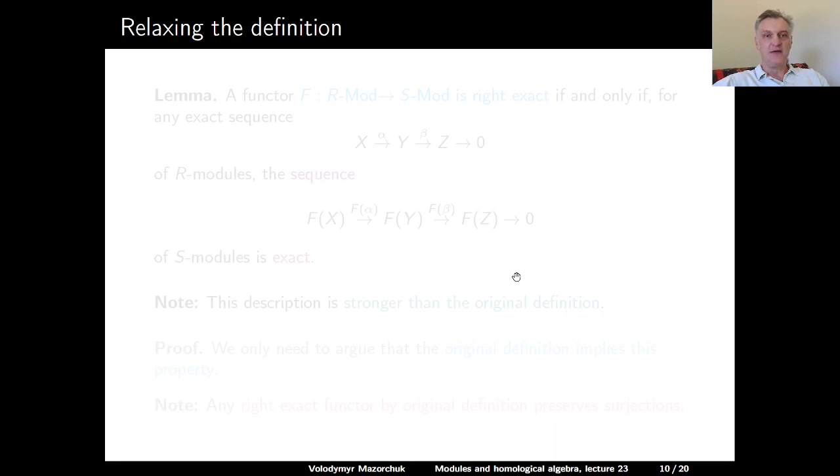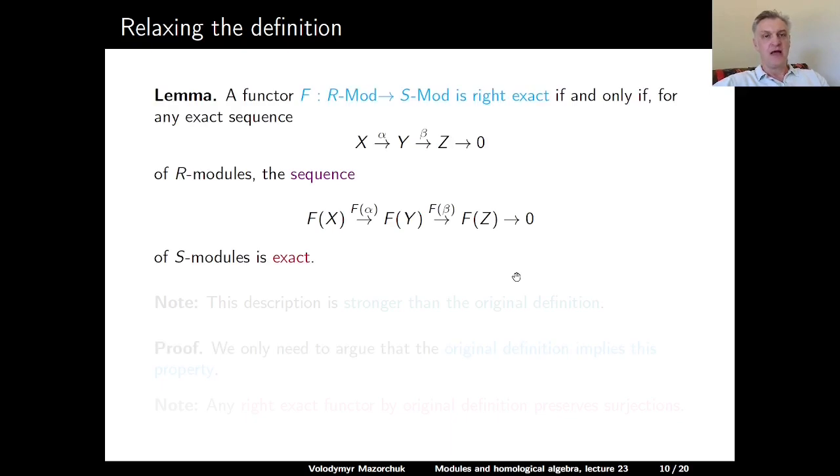make a slight relaxation of the definition, which will also make it more symmetric. Lemma: a functor F from R mod to S mod is right exact if and only if, for any exact sequence of R modules as follows: x goes by alpha to y, goes by beta to z, and then goes to 0. So this is not a short exact sequence because there is nothing before x and there are no conditions on the behavior at x. Sometimes these are called right exact sequences.